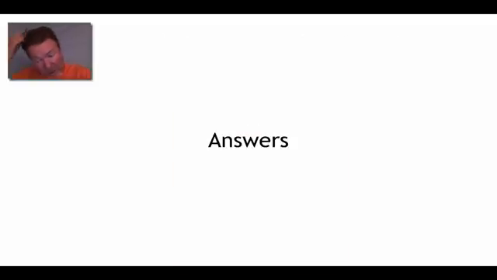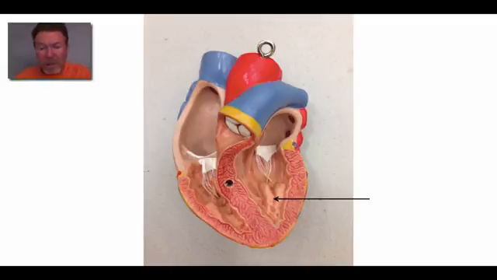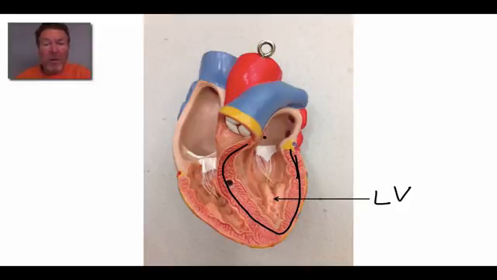Okay, so let's take a look at the answers. First one, what is this and what does it do? This is the left ventricle, my bad. Left ventricle. And you can tell it's the left ventricle because it's got a really thick muscular wall. It's because the muscle has to contract, squeezing all the blood here out of the heart through the aorta up this way and back to the body. So it's a really strong muscle, a really thick wall.